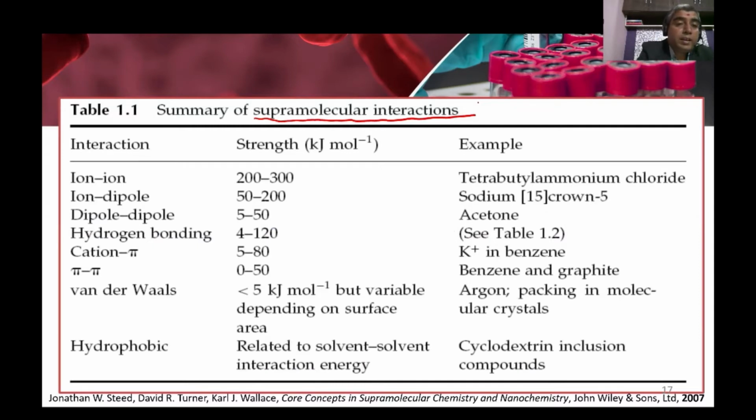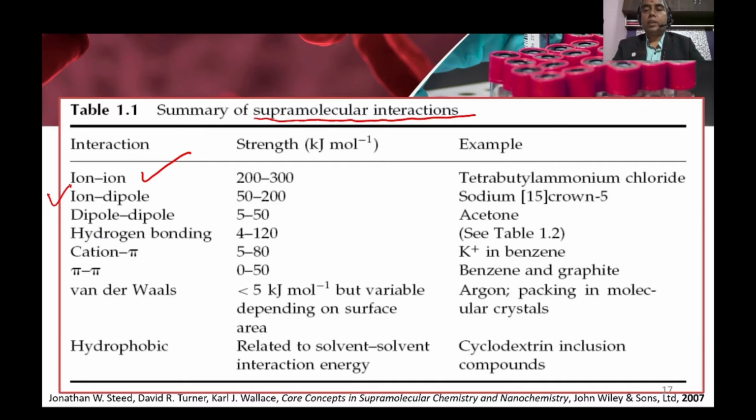The first in the list is ion-ion interaction. Its strength ranges between 200 to 300 kilojoule per mole. Second is ion-dipole interaction, its strength ranges between 50 to 200 kilojoule per mole. Next is dipole-dipole interaction, that is 5 to 50 kilojoule per mole.